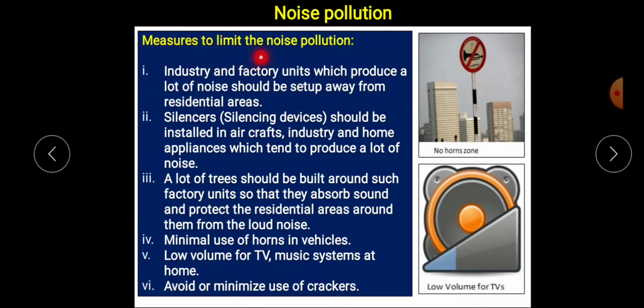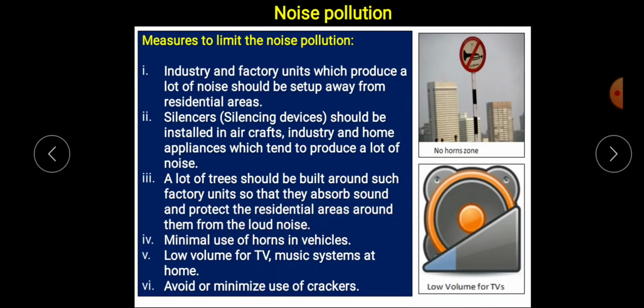What are the measures to limit the noise pollution? Industry and factory units which produce a lot of noise should be set up away from the residential areas, so that even though they produce this loud noise, the humans are not affected. Silencers or silencing devices should be installed in aircrafts, industry and home appliances which tend to produce a lot of noise. A lot of trees should be built around such factory units so that they absorb sound and protect the residential areas around them from the loud noise.